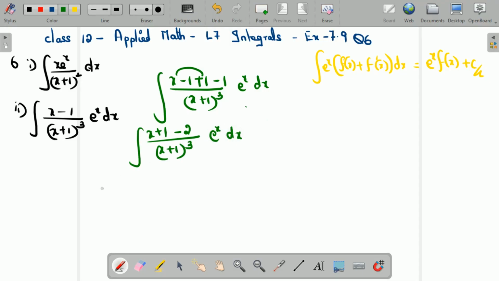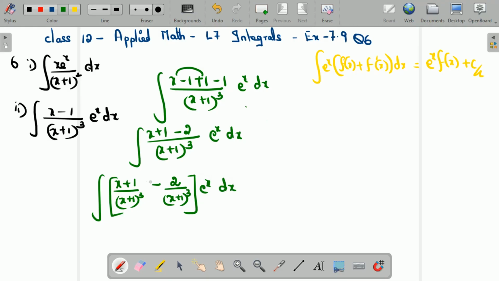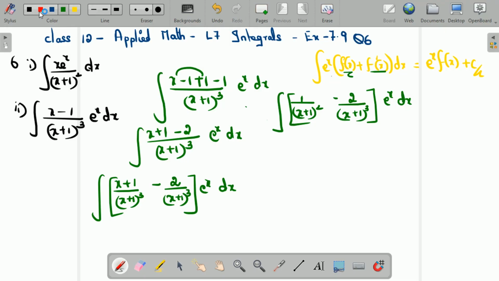So I'm going to break this fraction like this. So this is integral of [(x+1) divided by (x+1)^3 minus 2 divided by (x+1)^3], the whole thing into e^x dx. So this first fraction will get simplified as integral of [1 divided by (x+1)^2 minus 2 divided by (x+1)^3] e^x dx. Now this is again of the form e^x into [f(x) + f'(x)]. So let's compute and check for ourselves.